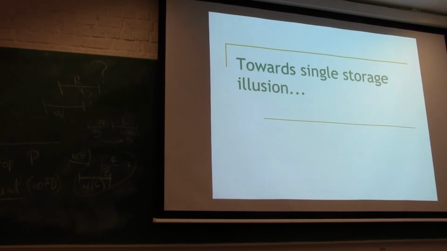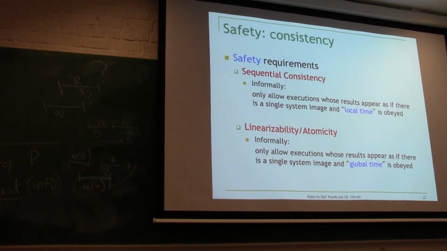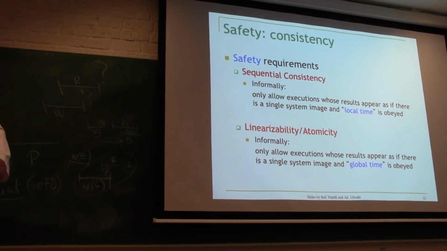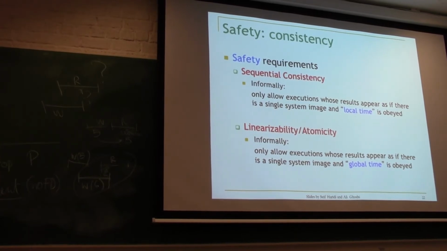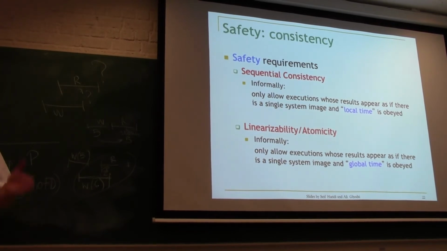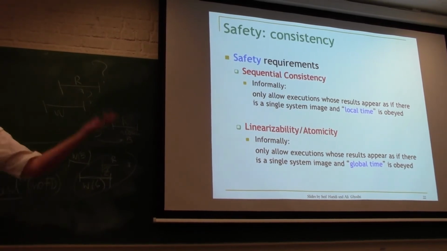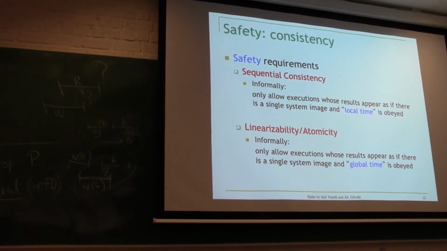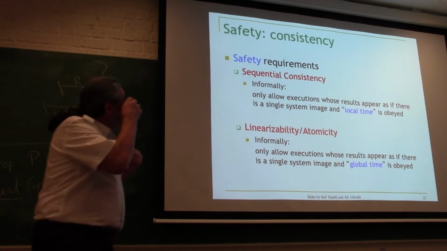So now we go to the next level. Single storage illusion. Now we want to make our system, our register, look exactly like it was a single machine. That means you do a write and you do a read, and instantaneously the read sees the result of the write everywhere. Okay, you can say, how can we do that? But we can do it, and you'll see how.